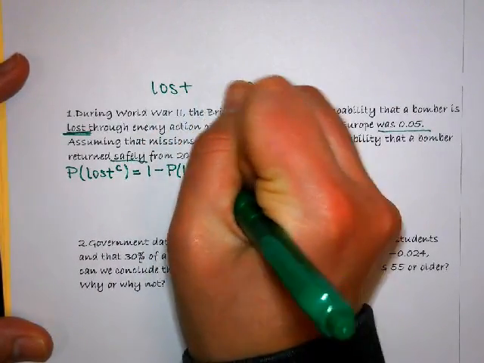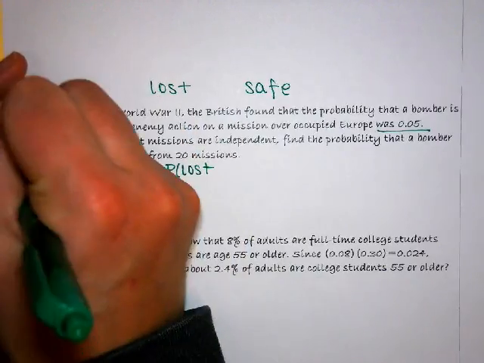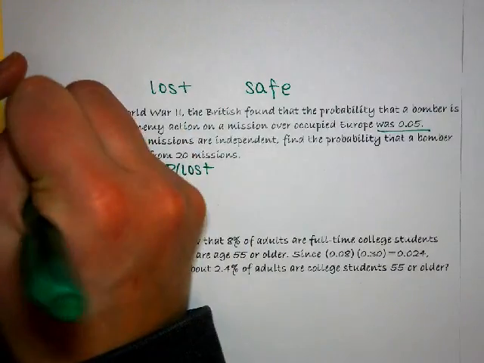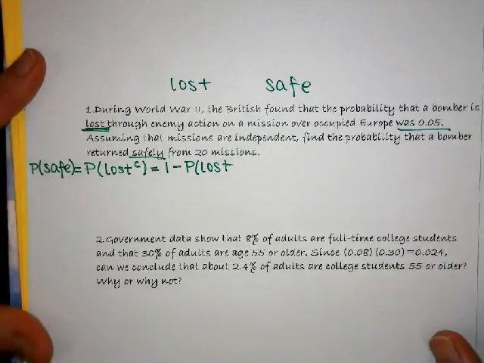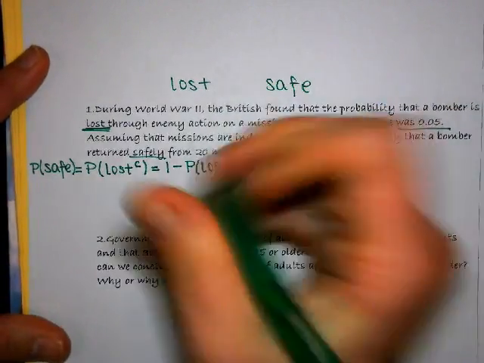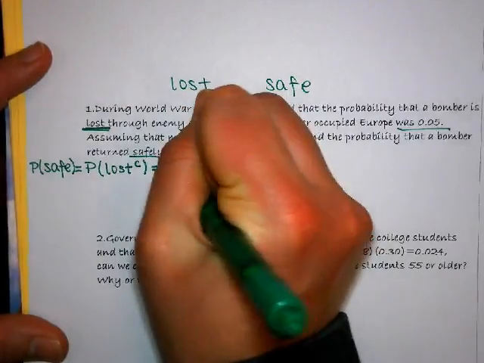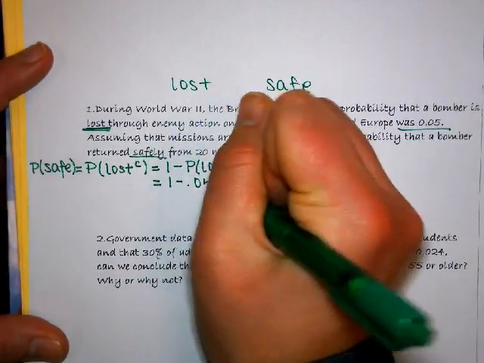Oops, forgot to close my parenthesis there. So 1 minus 0.05, which would be 0.95. So the probability that they return safely is 0.95.